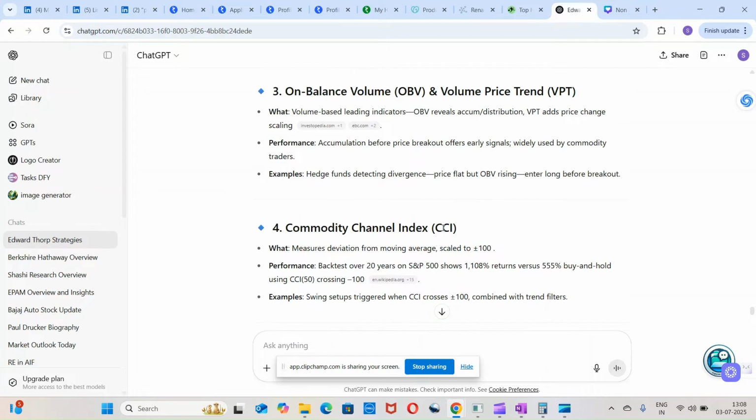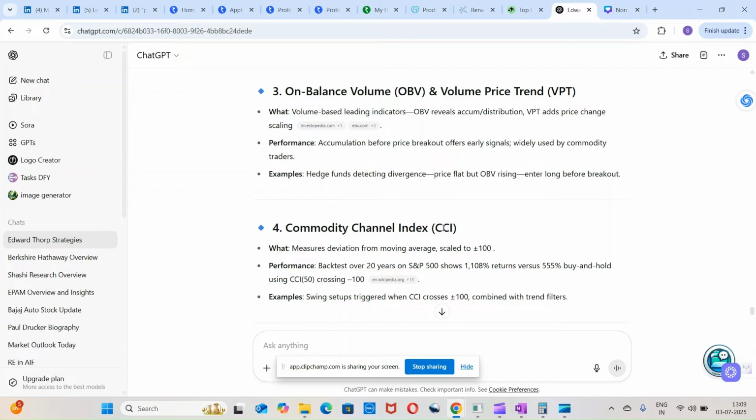On-balance volume and volume price trend are volume-based indicators. Other than momentum, trend, and volatility, we have volume indicators also. On-balance volume reveals accumulation and distribution. As per price action theory, price generally has accumulation, then it goes up, and then distribution, and it goes down. On-balance volume will reveal accumulation and distribution for you. Volume price trend adds price change scaling to it.